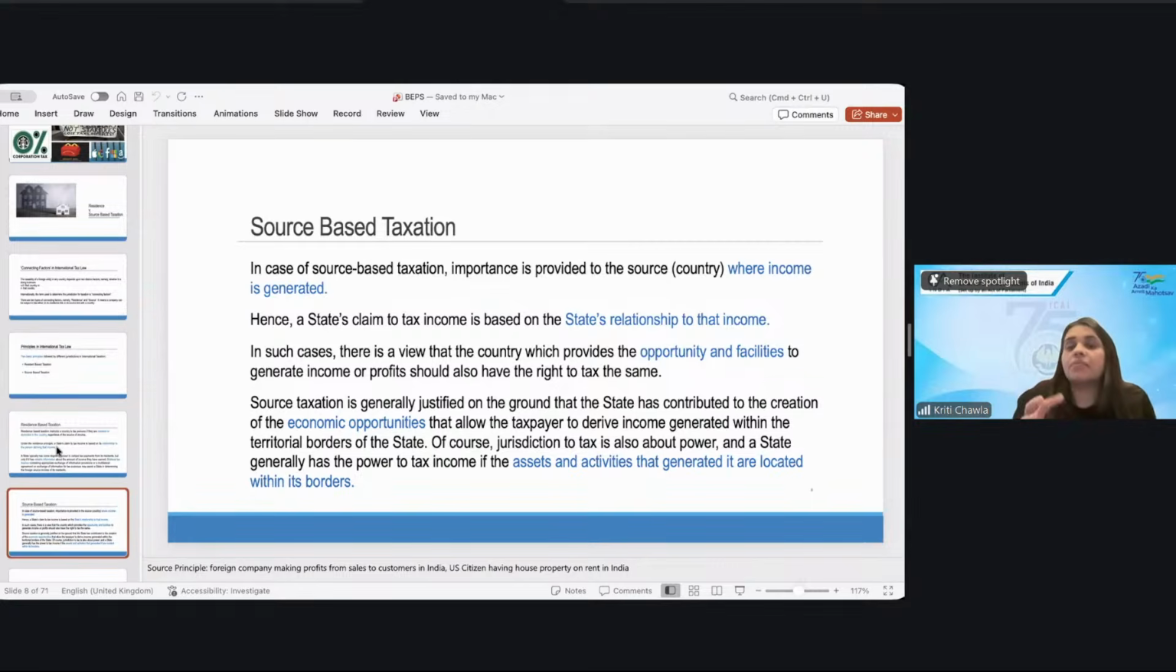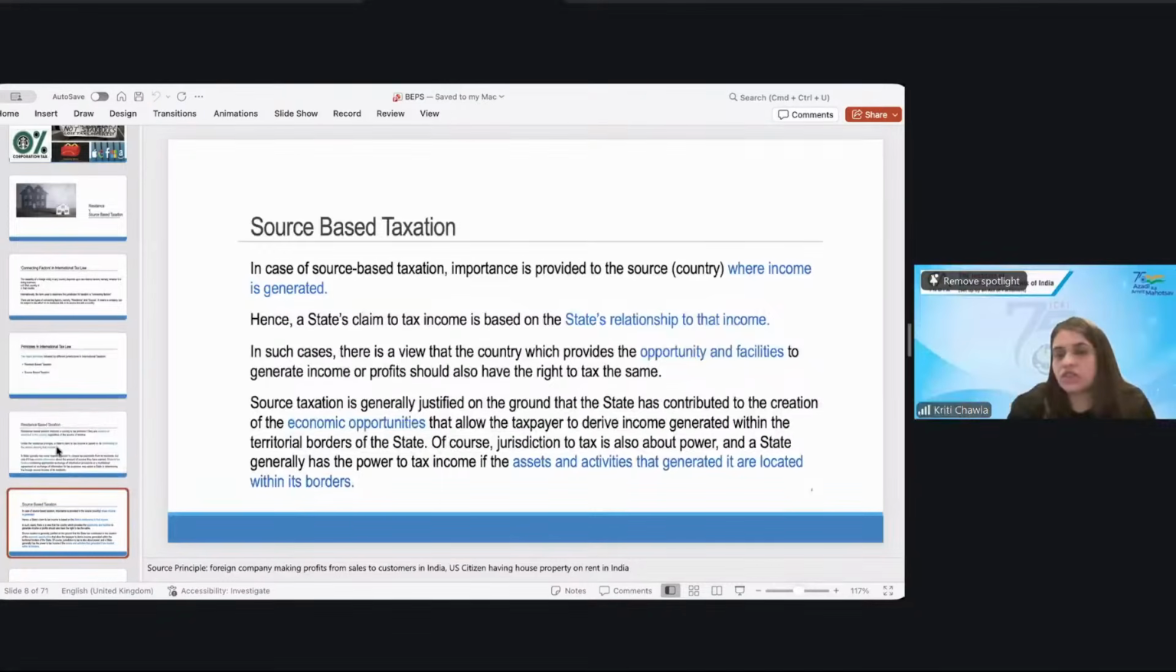So the states, the countries claim to tax income based on the state's relationship to that income. And in this case, the view is that the country which is providing the opportunity and facility to generate that income or profit should have the right to tax the same. So source-based taxation is generally justified on the ground that the state has contributed to the creation of that economic opportunity, like having the house property in India or making profits from sales to customers in India. And that allows the taxpayer to derive income which is generated within the territorial borders of the state.